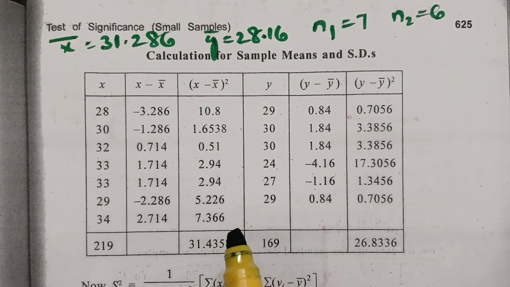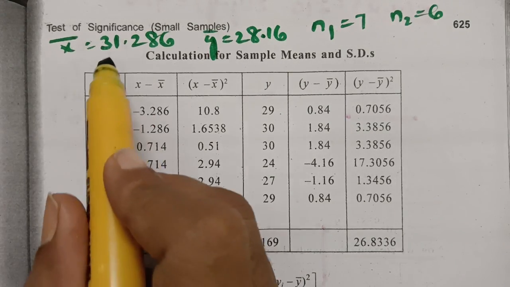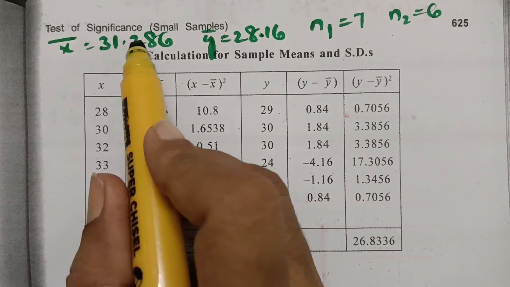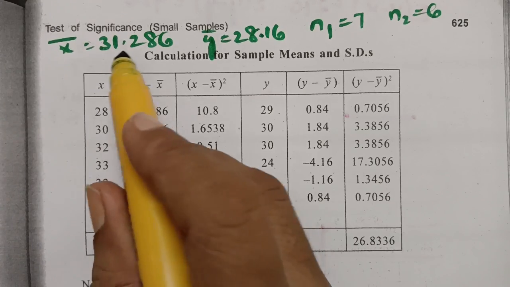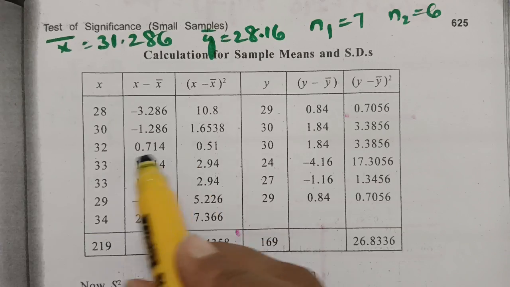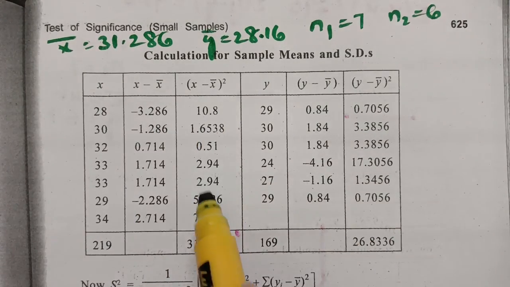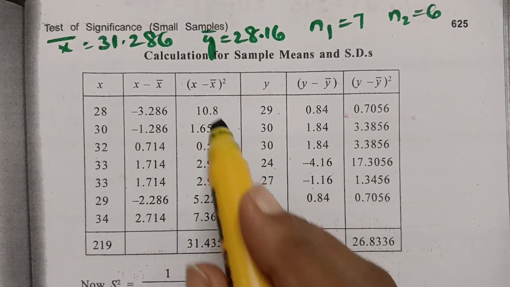See here, for finding the variance, these are all the x values and x minus x bar. So we have to subtract 31.286 from each and every value. 28 minus 31.286 is minus 3.286. 30 minus 31.286 is minus 1.286. 32 minus this one is this one. So we have to fill the second column and we have to make the squares out of this. Using your calculator, minus 3.286 whole square is 10.8, and so on.